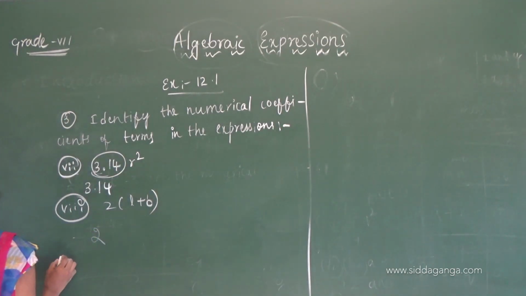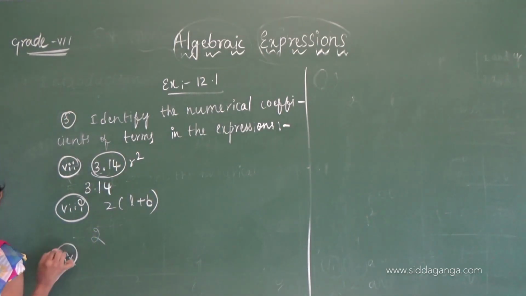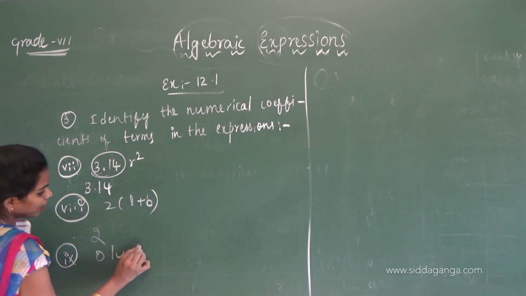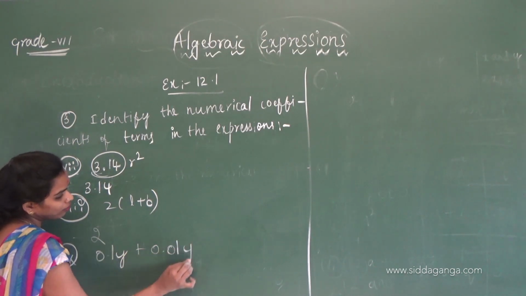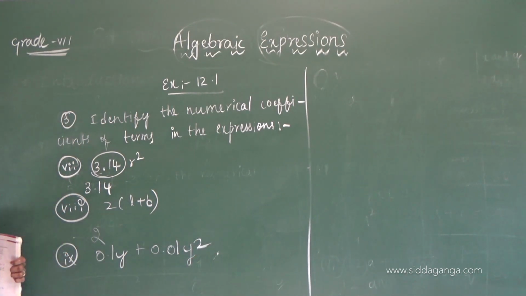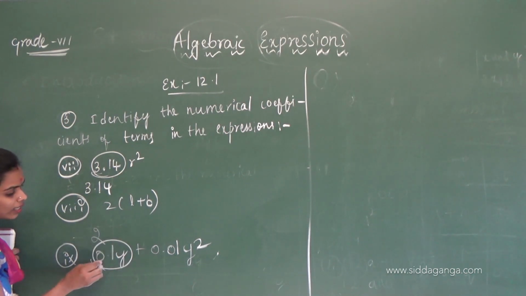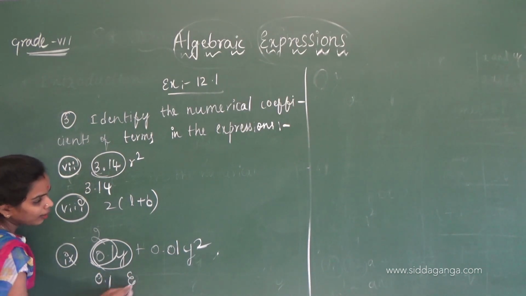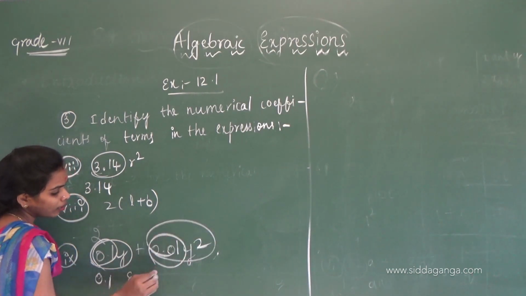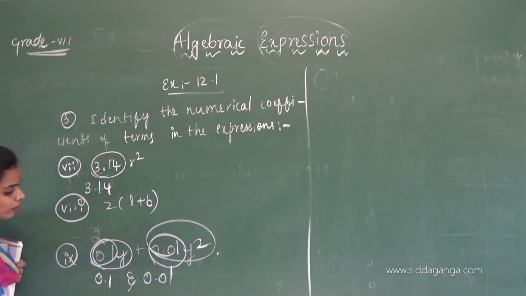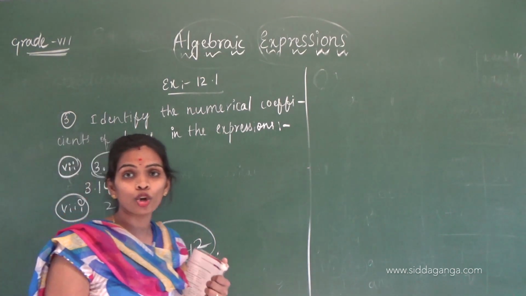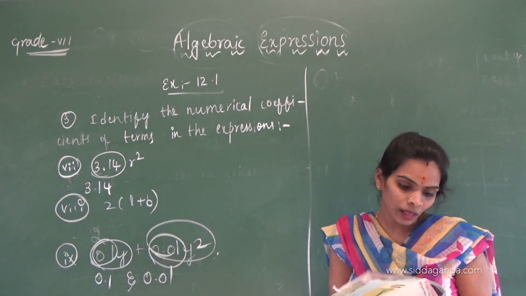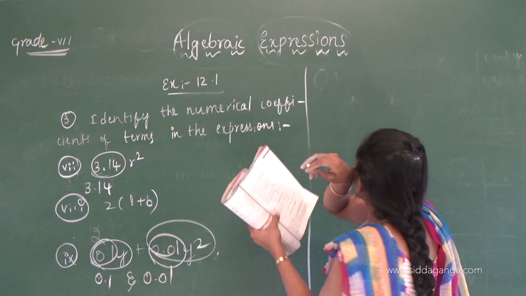And then 0.1y plus 0.01y square. In this term which one will be the numerical one? 0.1, and in this one which one will be the numerical one? 0.01. 0.1 and 0.01 are the numerical coefficients of the given expression. Okay, next I am moving to the next question.